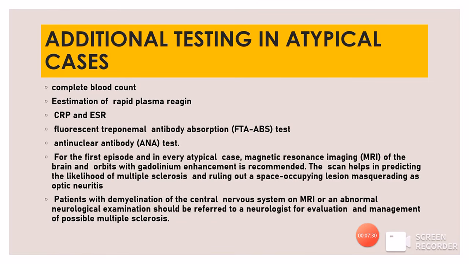Now, in case of atypical cases, I told you already about the labs that you have to do and how you differentiate it from the imaging. And then there are other investigations also. Remember that I told you there can be infections which can lead to it, and there can be autoimmune causes like SLE which can lead to it. So you might want to investigate if all these things are coming negative. So you can go for a complete blood picture, estimation of rapid plasma reagin for syphilis, CRP, ESR. Okay, then we can go for FTA-ABS test, anti-nuclear antibody for the connective tissue disorders, right? So these are the additional testing.